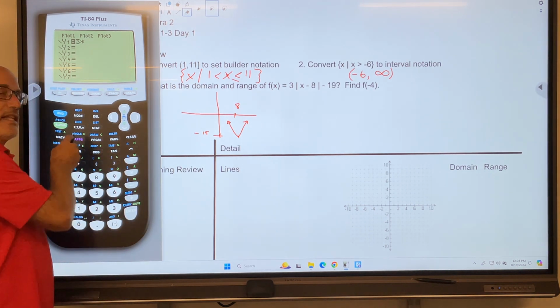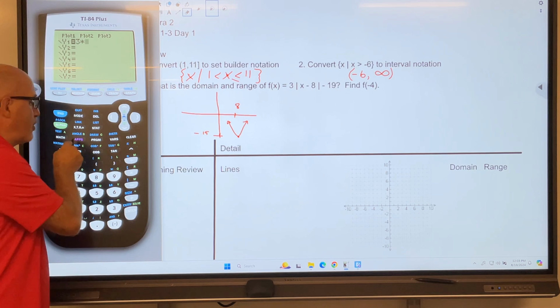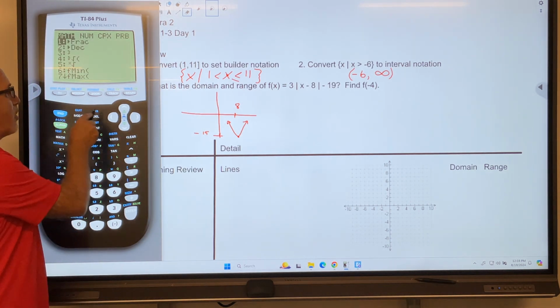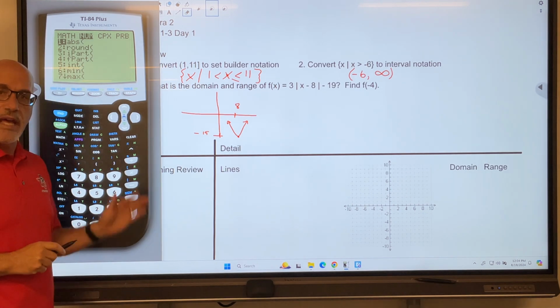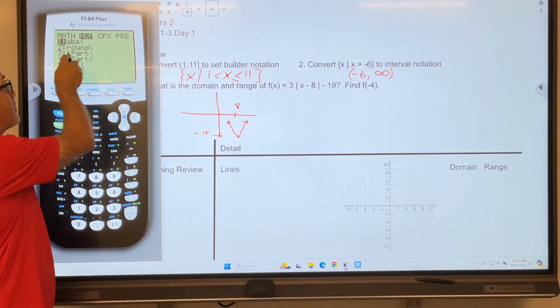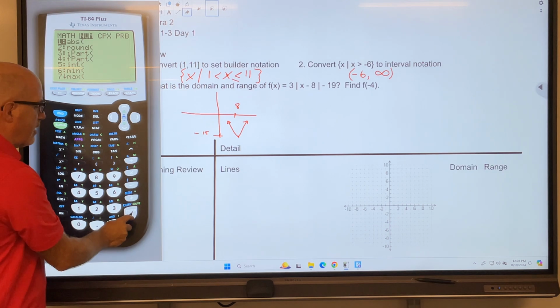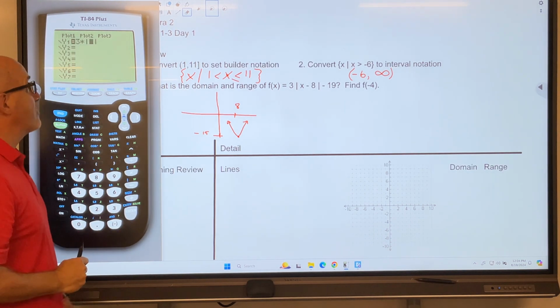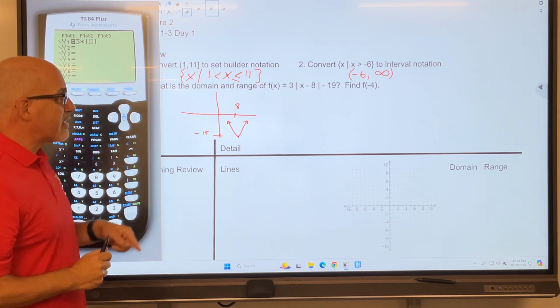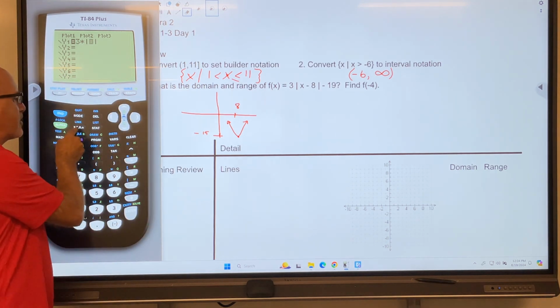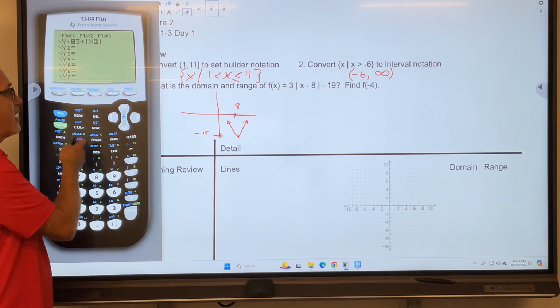Now where you find the absolute value, you've got to go to your math menu, hit the right arrow to go under number, that number menu, and then absolute value, that's your first one there. ABS stands for absolute value, and then absolute value pops up for me. Inside the absolute value, I want to put an X, so there's X, the X key there.